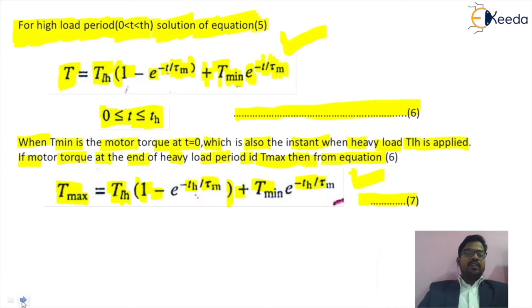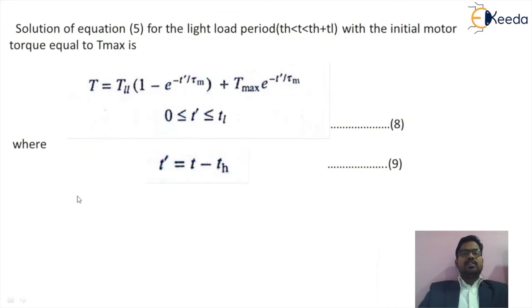Now we are moving towards the next equation, which we get from the fundamental thing, equation number 5.